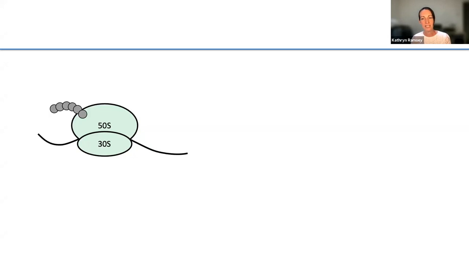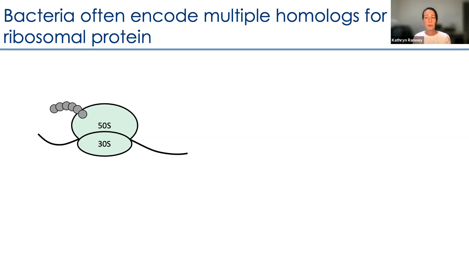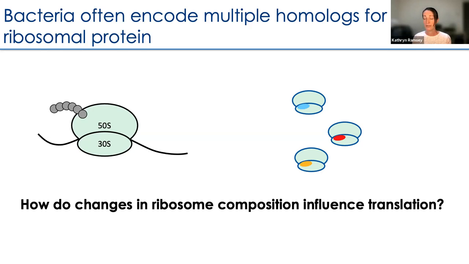What I want to point out to you today is that we've known for a long time that ribosomes are actually not homogeneous. There are a number of ways in which ribosomes can be quite heterogeneous. The way in which I'm going to talk about that today is describing alternate homologs for ribosomal proteins. Most bacteria encode more than a single homolog for at least one of their ribosomal proteins. So you can imagine that if a ribosome incorporates different homologs for a particular protein, this may change the structure of the ribosome and potentially even the function of the ribosome, right?